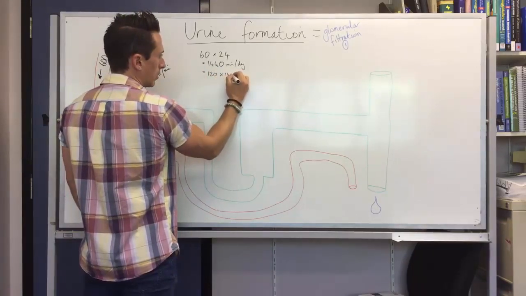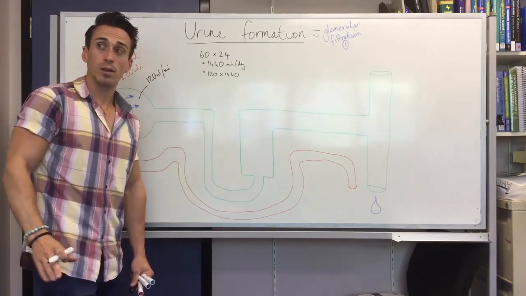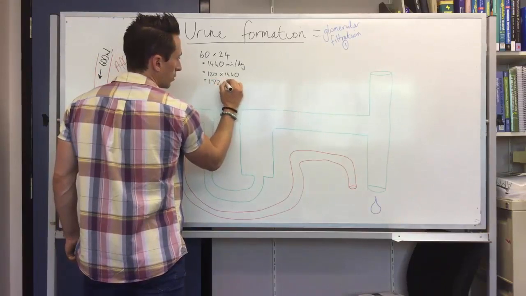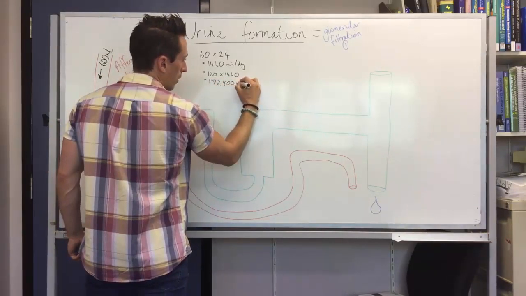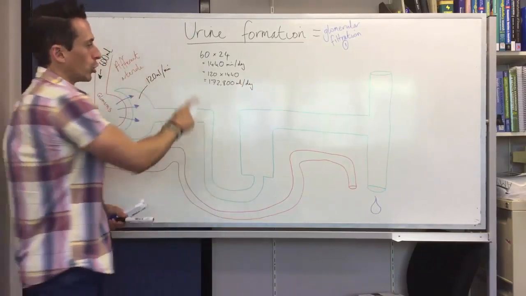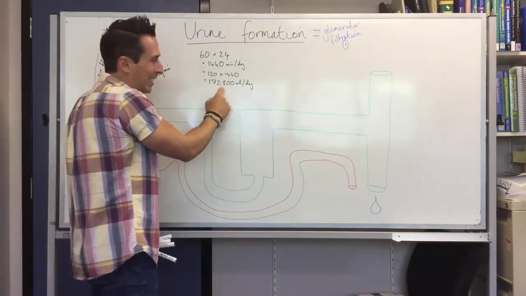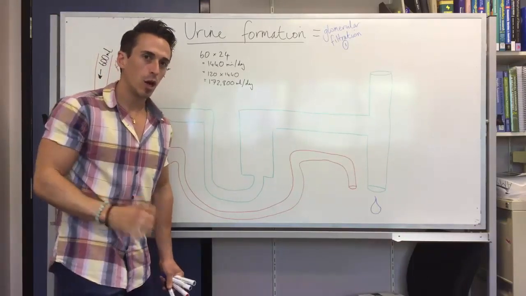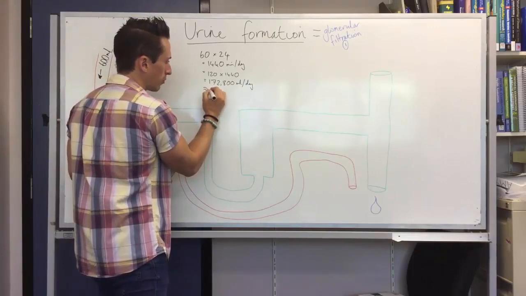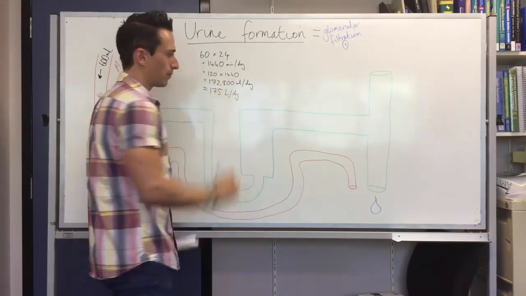So 120 times 1440, and this is something that I wrote down before, is 172,800 mils per day. Your kidneys create 172,800 mils of filtrate per day. That's approximately 175 litres a day.